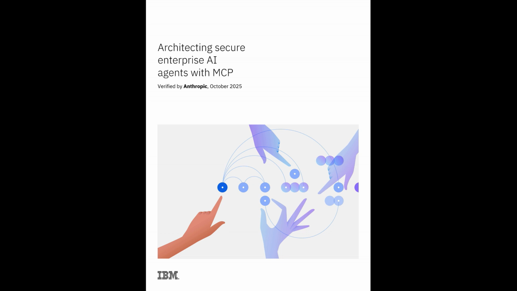Today we're really cracking open a document that feels, well, less like a typical white paper and more like an actual operational manual for the next wave of business tech. We're diving into the IBM Guide to Architecting Secure Enterprise AI Agents, and it uses something called the Model Context Protocol, or MCP. What's really interesting is this guide was verified by Anthropic just now, October 2025, so it's giving us a pretty fresh roadmap.